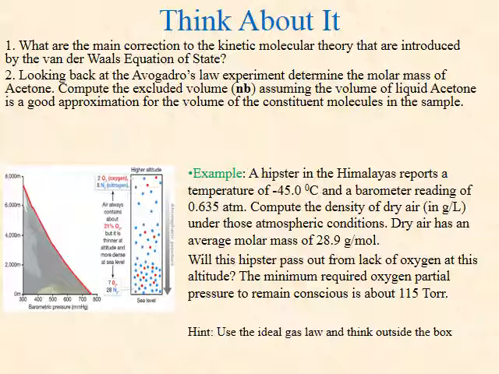Consider a hipster, high in the Himalayas, where the temperature is -45 degrees Celsius and the barometric reading is 0.635 atmospheres. Compute the density of dry air in grams per liter. Under those atmospheric conditions, dry air has an average molar mass of 28.9 grams per mol. Will this hipster pass out from lack of oxygen at this altitude? The minimum required oxygen partial pressure for a hipster to remain conscious is about 115 torr. Just so you know, the normal partial pressure of oxygen at sea level is about 160 torr.